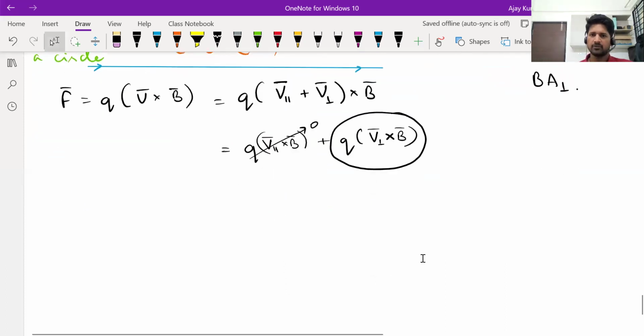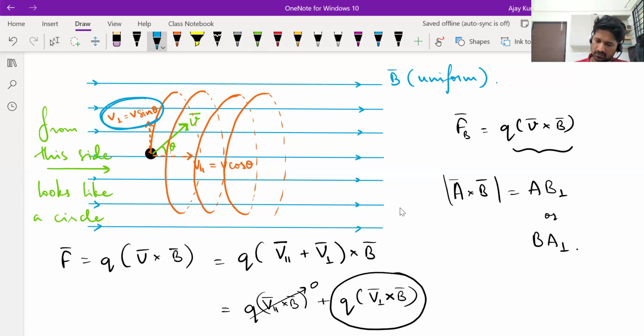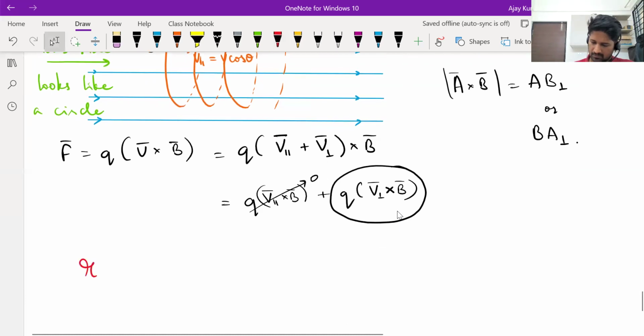We know r is mv by qB, but now the particle is executing circular motion only due to one component of velocity, not the complete velocity. It's only v perpendicular which results in that circular motion. So the radius of this helix, can any of you tell me how much that will be?